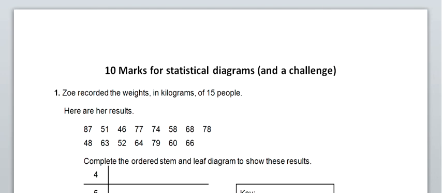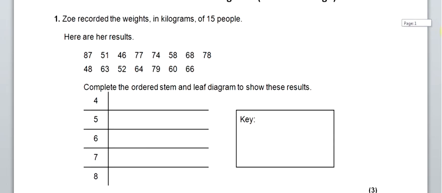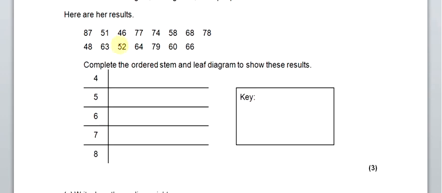Off we go with the answers to the statistical diagrams problem, and it starts off with a stem and leaf problem. So Zoe records the weights of 15 people in kilograms, and here are the results. Okay, 1, 2, 3, 4, 5, 6, 7, 8, and 7 make 15. Complete the ordered stem and leaf diagram to show these results.